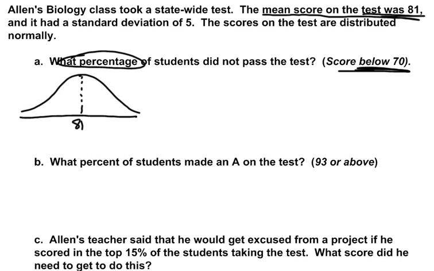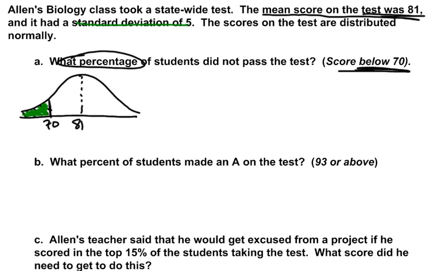So a 70 would be somewhere down here. I don't know exactly where, but we'll just estimate that would be about where a 70 is. So what we're looking for is the percentage of students that fell into this area over here. So we have to find the Z for this so that we can apply this on the normal distribution. So the first thing we're going to do is get this to have a mean of 0 and a standard deviation of 1. Well, to start off with, we have a mean of 81 and a standard deviation of 5. So we're going to have to convert that.